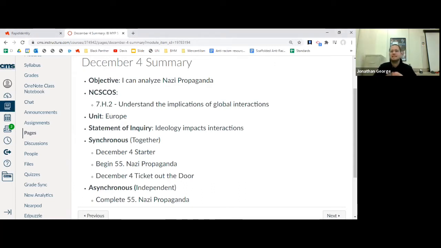Summary today, analyze Nazi propaganda. That is our objective. We're going to just look and understand the implications of global interactions, as we look at the Holocaust and World War II, looking at Germany's interactions with those around them, and just how it overall impacts Europe. Statement of inquiry, ideology impacts interactions. Synchronous work is the starter, which you should have done. We're going to begin 55 Nazi propaganda, and then December 4th, ticket out the door. And then your asynchronous work is to complete page 55, Nazi propaganda.